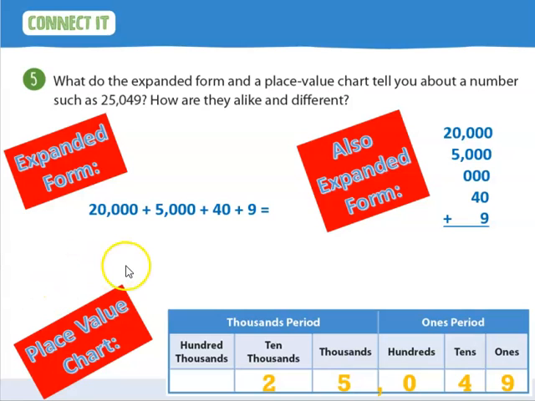Take a look here. Here's the same number, but we've split it out and we're looking at expanded form written sideways. Also, I like expanded form sometimes written up and down. It's easy to see the place values, and you can write expanded form either way. And then here's the number in a place value chart.